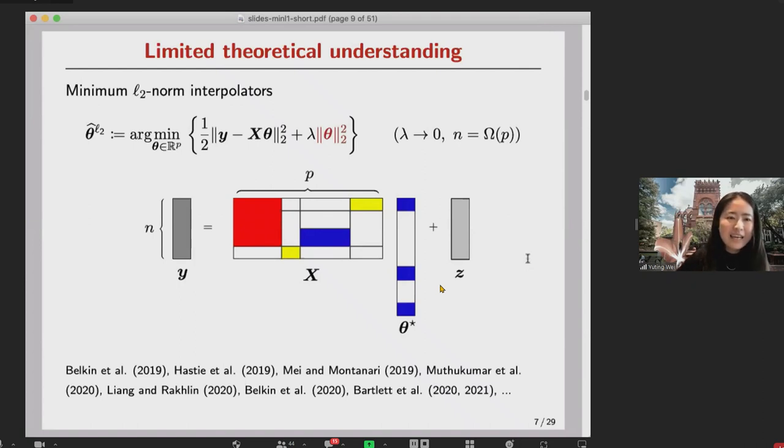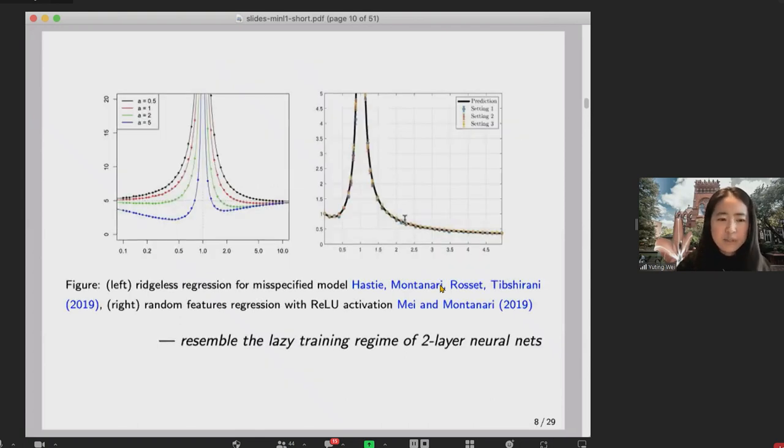It is defined as the minimum L2 interpolators. They are defined as the minimizer of this ridge-like penalty, where you take the parameter lambda going to zero, and there are a sequence of papers which analyze the performance of this minimum L2 interpolator under the linear model.